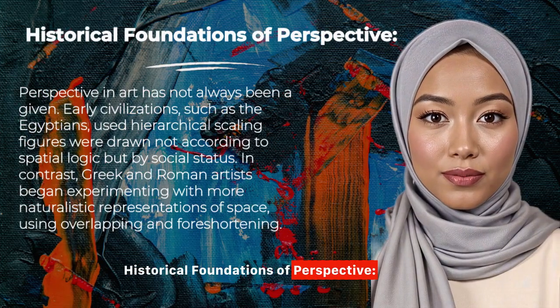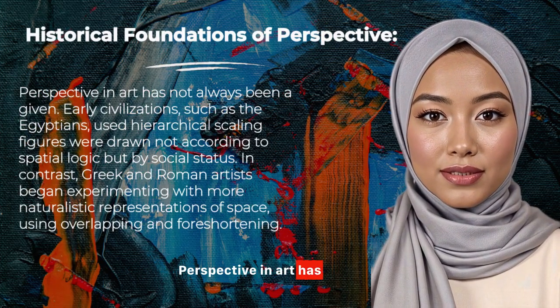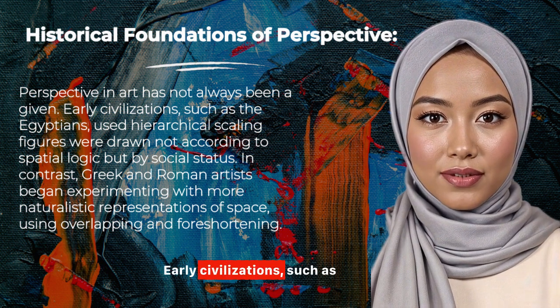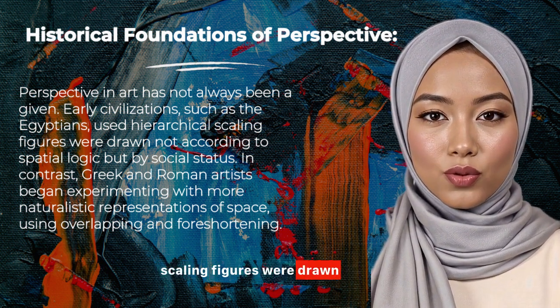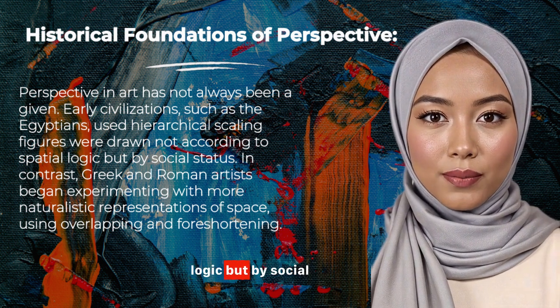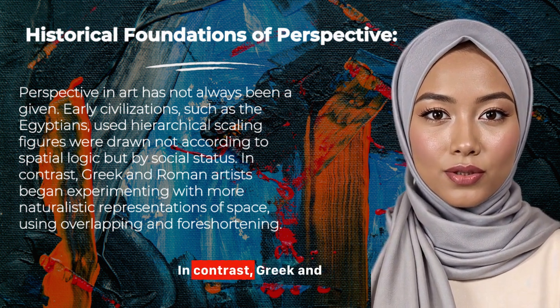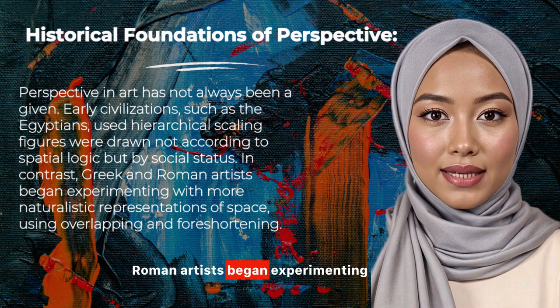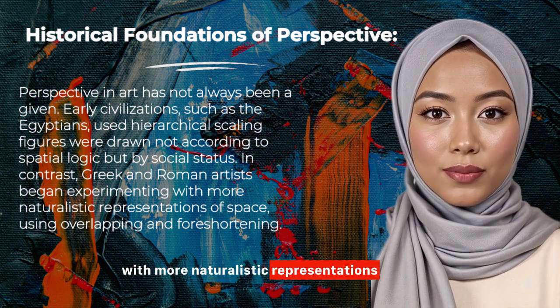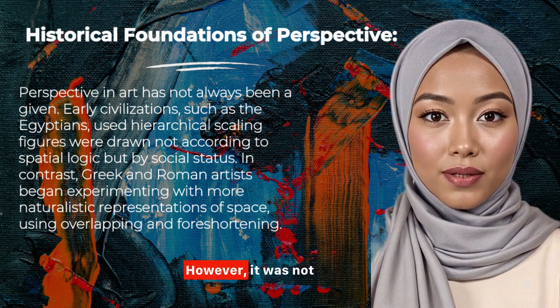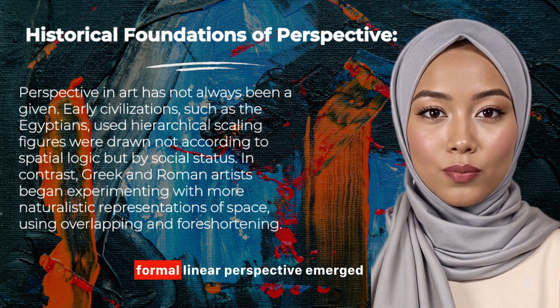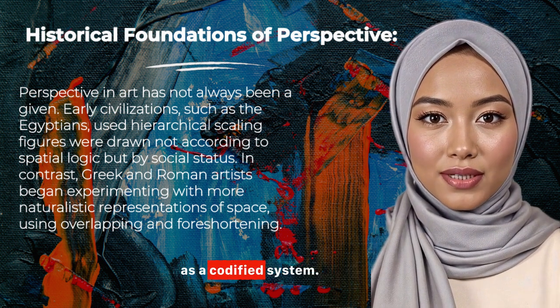Historical foundations of perspective. Perspective in art has not always been a given. Early civilizations, such as the Egyptians, used hierarchical scaling. Figures were drawn not according to spatial logic, but by social status. In contrast, Greek and Roman artists began experimenting with more naturalistic representations of space, using overlapping and foreshortening. However, it was not until the Renaissance that formal linear perspective emerged as a codified system.